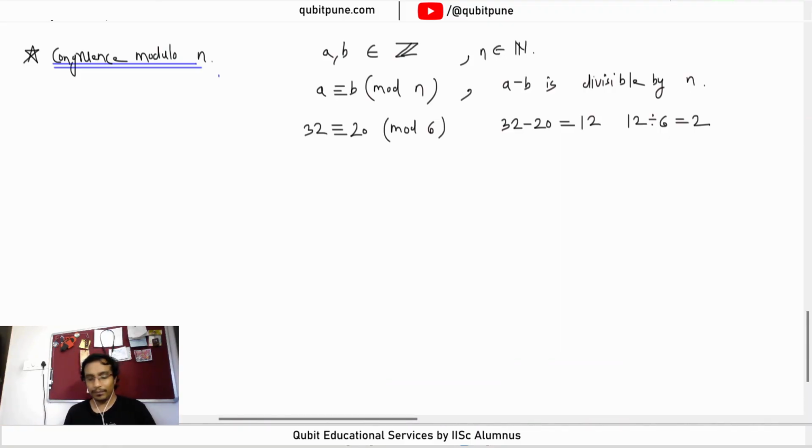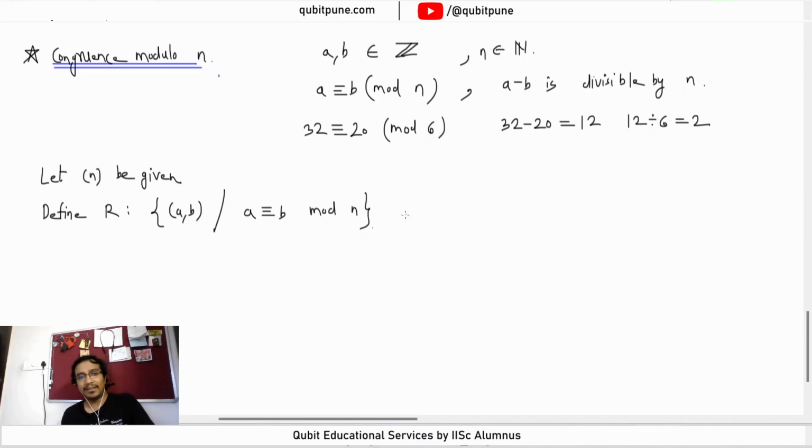Okay, so we now fix n. Let n be given. We define R as a relation. Now the ordered pair A comma B belongs to R such that A is congruent to B mod n. Okay. Now we would like to prove that this is an equivalence relation. Congruence modulo n is an equivalence relation.